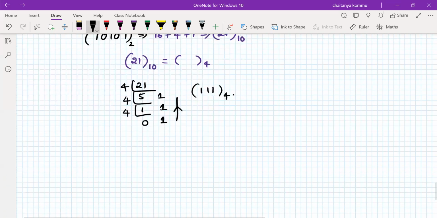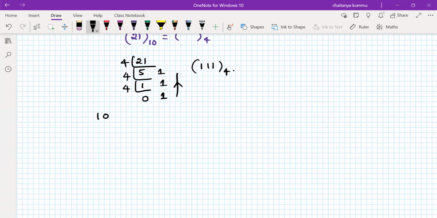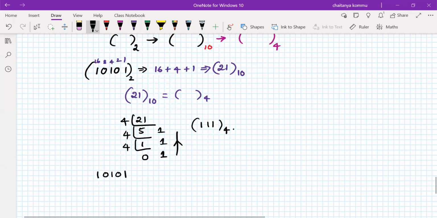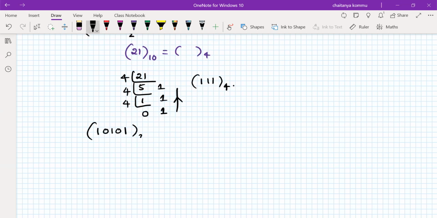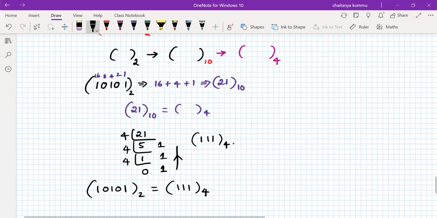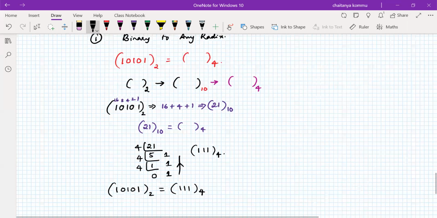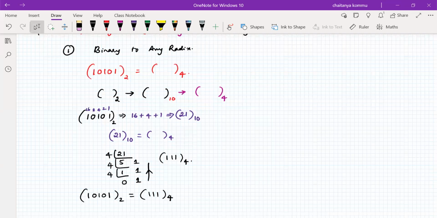So therefore, what we can say is that 1 0 1 0 1, that is the number that I have given, of base 2 is equivalent to 1 1 1 base 4. That's what we have got. Is it clear to all of you, everyone? Binary to radix 4: what we have to do first is convert into decimal, then decimal to radix 4. And this is the way that we have to do it.